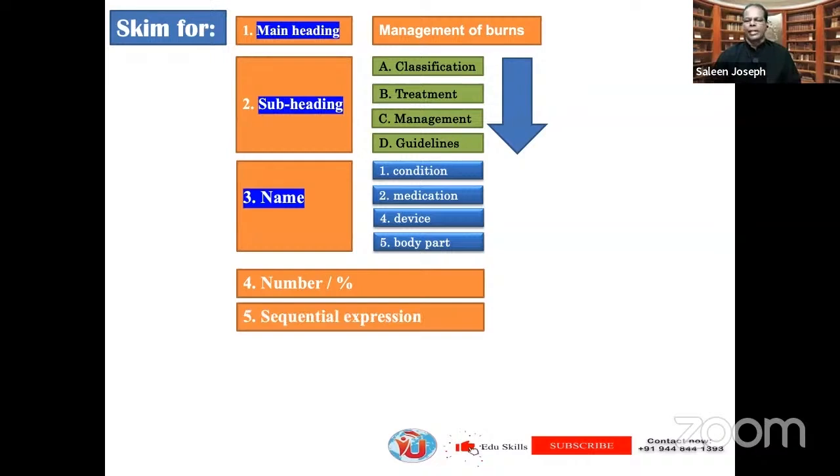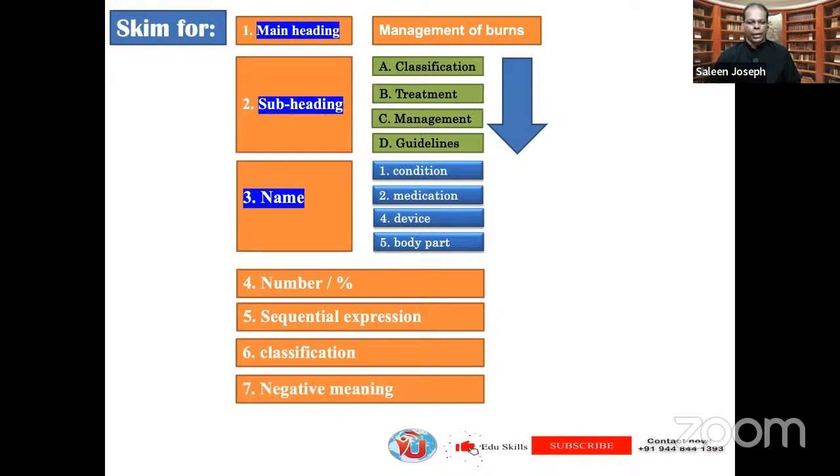And fifth one, sequential expressions: initial, later, subsequently, finally, all those sequential expressions, first, second, third. Then classification. If there are classifications, first, second, third, those things are very important. Skim for it. Negative meaning. A question may give you a positive statement, whereas text will give you negative statement. And eighth is time or duration. How long? Maybe 3 weeks you will have to take a medication. Maybe after duration you have to come for review.